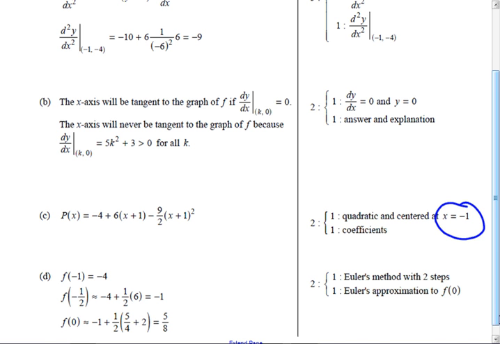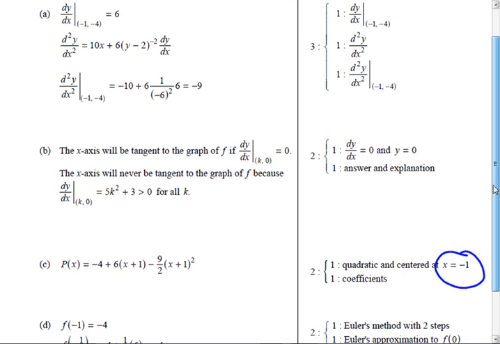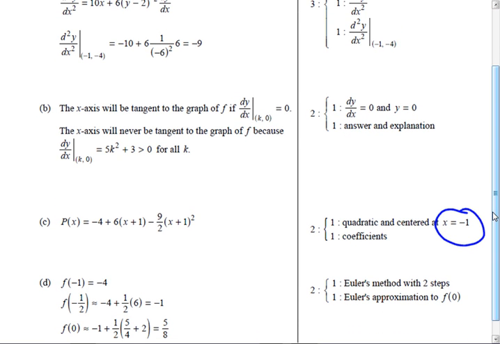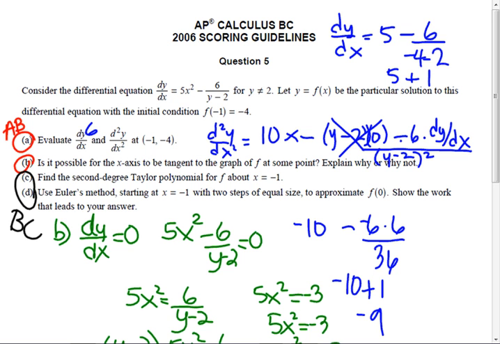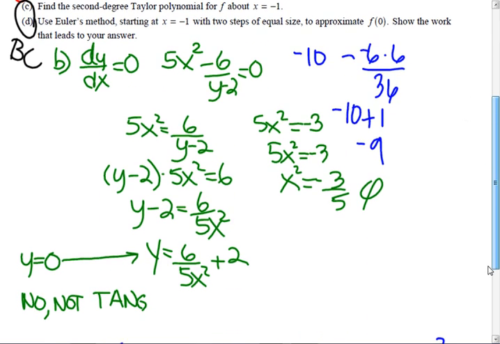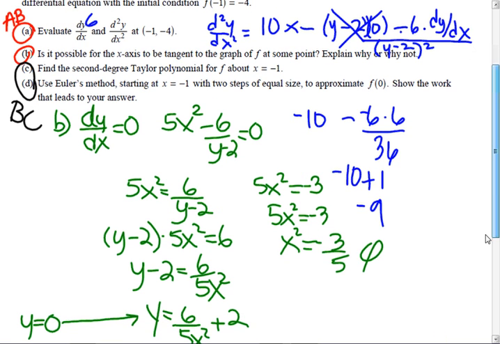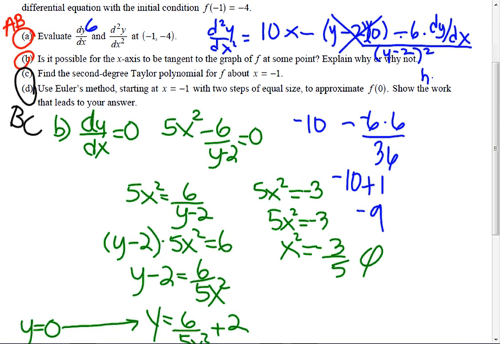So what have I got? 3, 5, 7, and I haven't even attempted D yet. Oh, you guys want to try Euler? Now we're starting at -1 and getting to 0. What's H equal to? 0.5. Can you do Euler tomorrow? 4 more minutes.